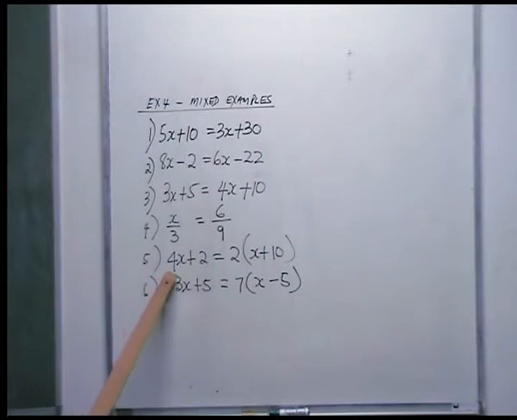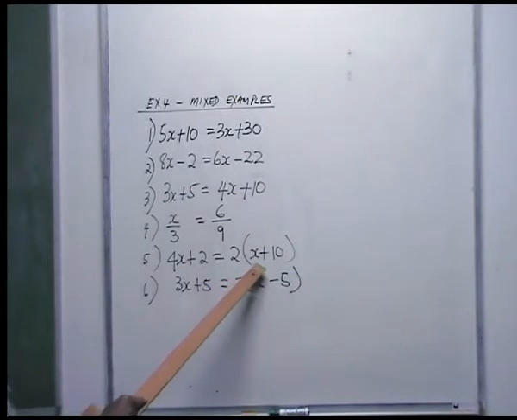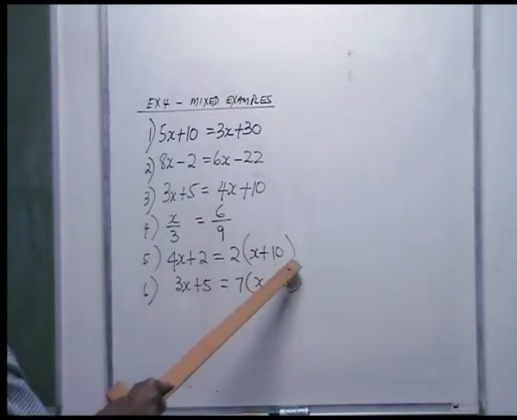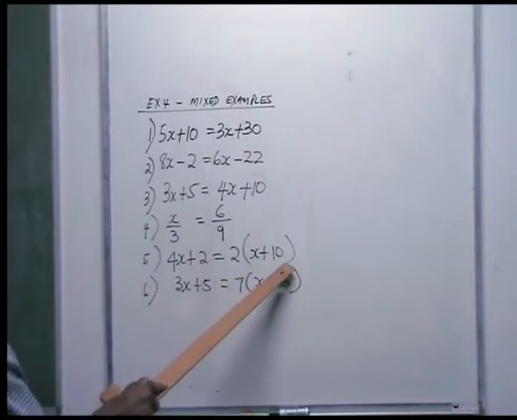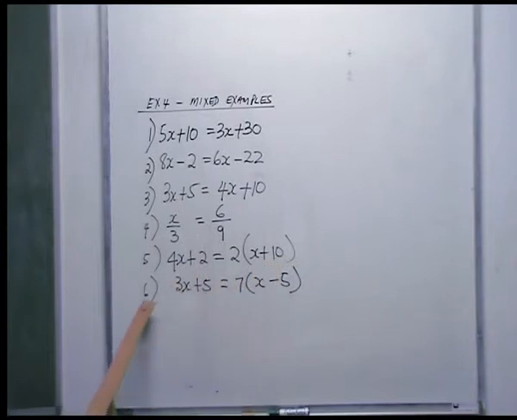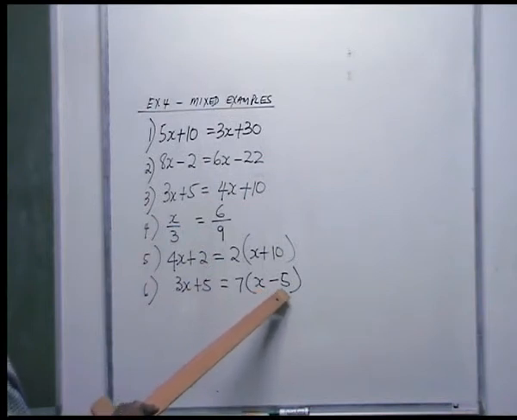Number 5, 4x plus 2 is equal to 2, open bracket, x plus 10, close bracket. You see, this one is called open bracket and this one is called close bracket. Number 6. 3x plus 5 is equal to 7, open bracket, x minus 5, close bracket.